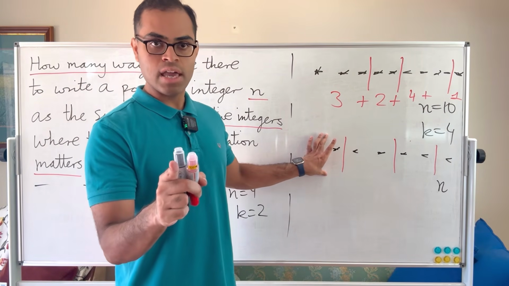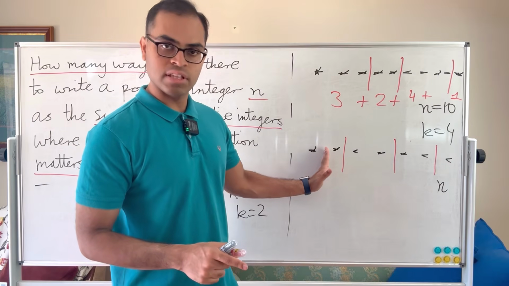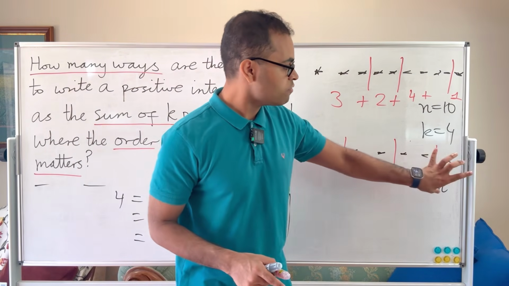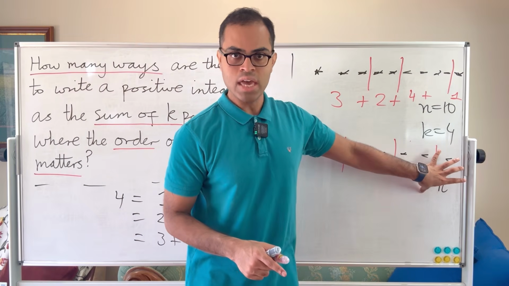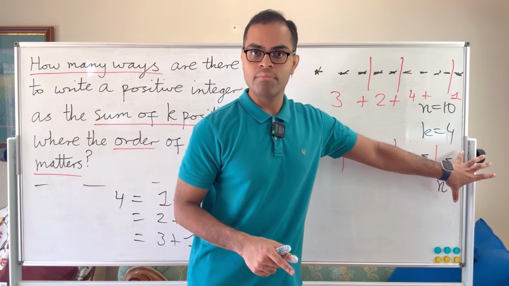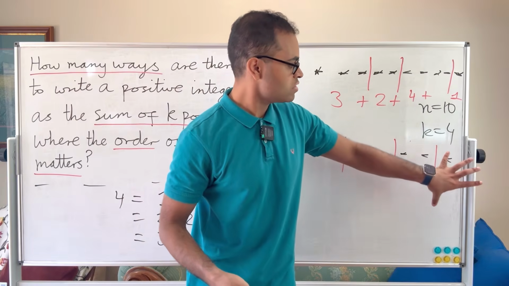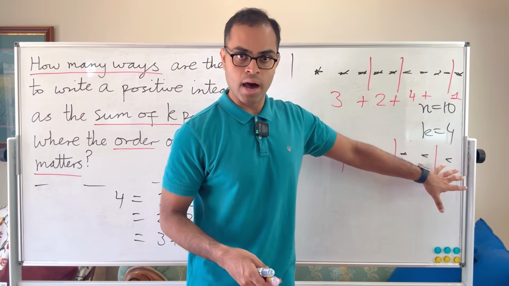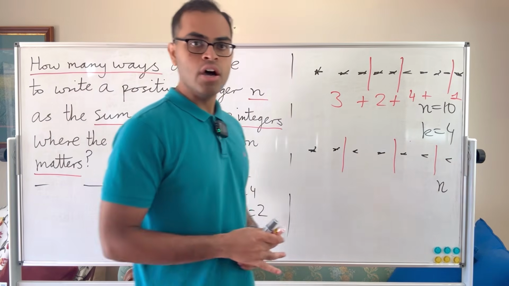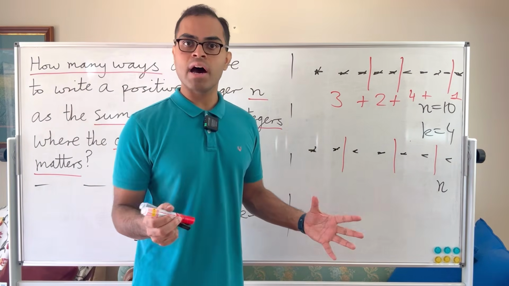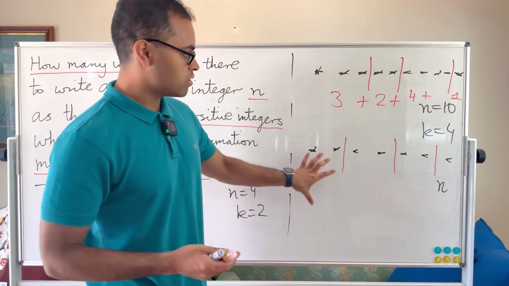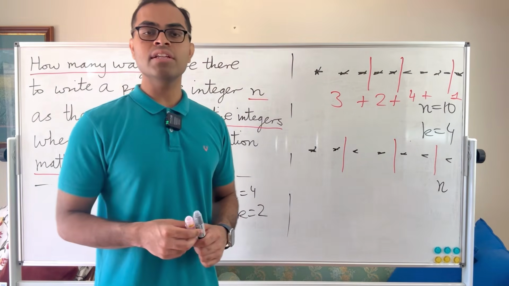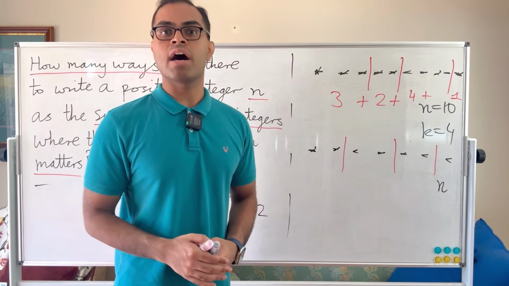0 is not allowed. So the first bar has to be after the first star at least. It could be after the first star all the way up to after the n minus first star. It can't be after the nth star because then you'd have 0 somewhere, and it has to be a summand. So you're going to have k minus 1 bars to get a sum of k positive integers. Like here you have 3 bars and you have 4 positive integers in the sum, and you have n minus 1 possible places for those bars to be placed.